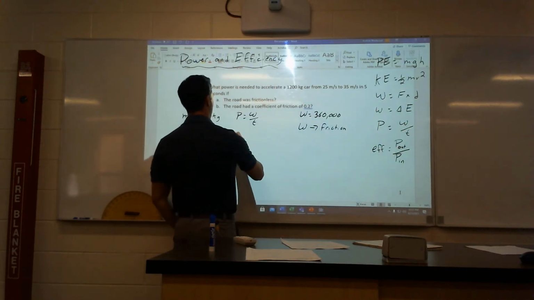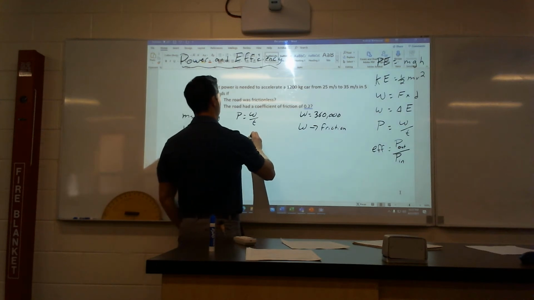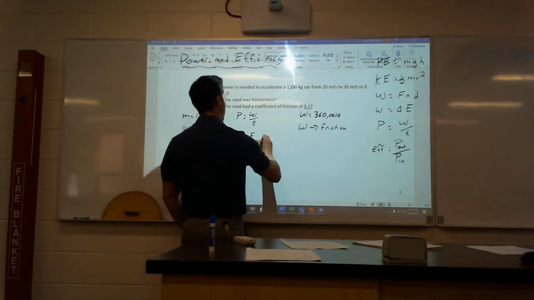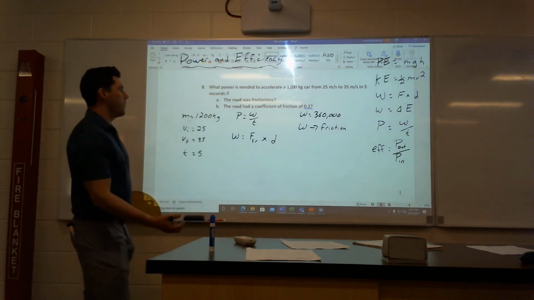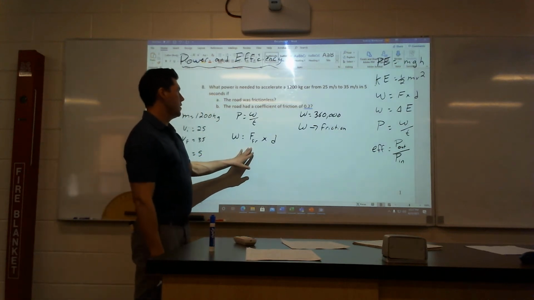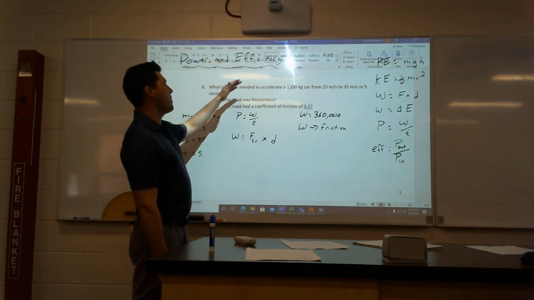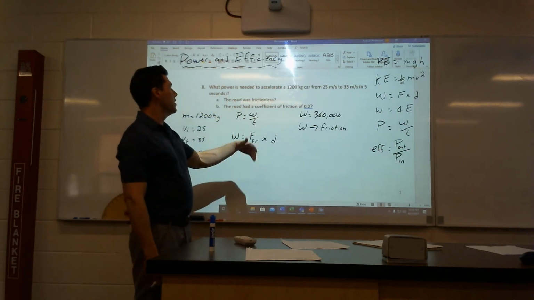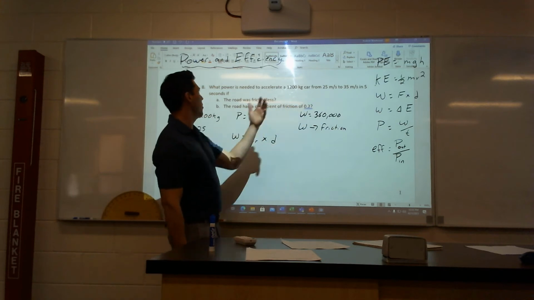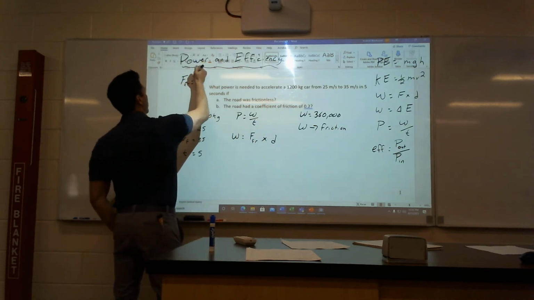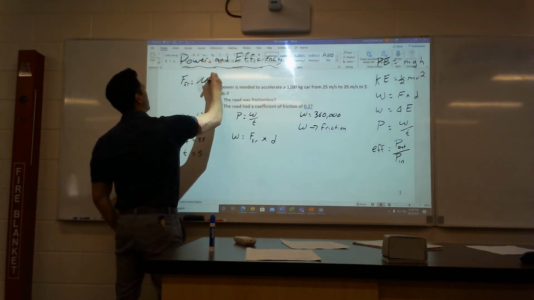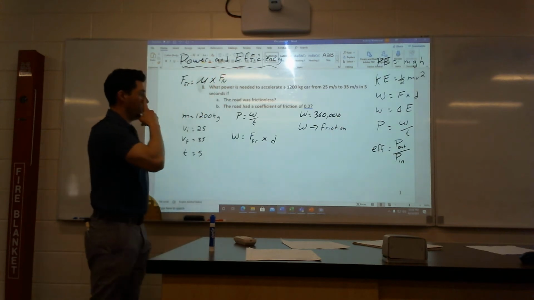So let's start with this. Work by friction equals force of friction times distance. Okay, can I find the force of friction? Yes, I can. I have a mass, which means I can get a force of gravity, and then I have a mu. So again, what's our formula? Force of friction equals mu times force normal. So I can do this.